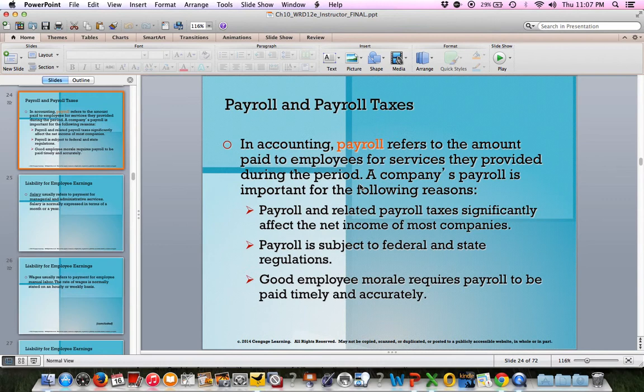Payroll and related payroll taxes significantly affect net income, right? So obviously for many businesses, payroll is the largest expense, and of course anytime you hire somebody, you're paying them their salary plus you're paying payroll taxes on top of that. Payroll is subject to a lot of regulation, both federal and state, and good employee morale requires payroll to be paid timely and accurately, right? If you have a mistake in payroll, of course, that will definitely affect morale.